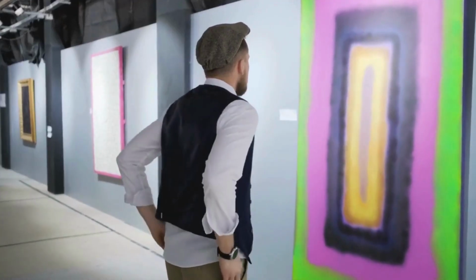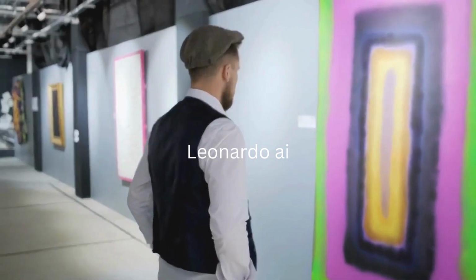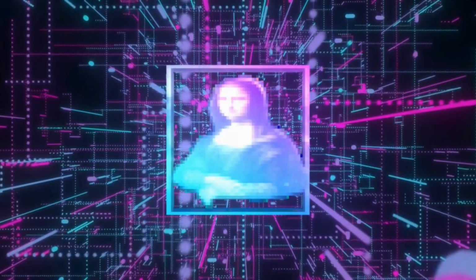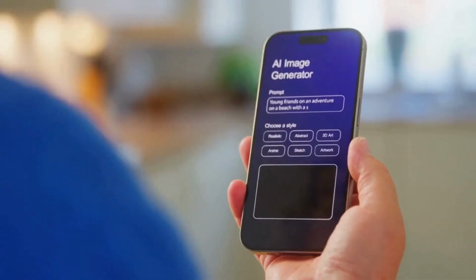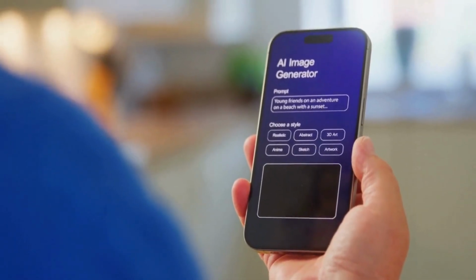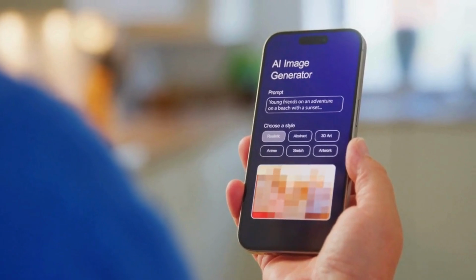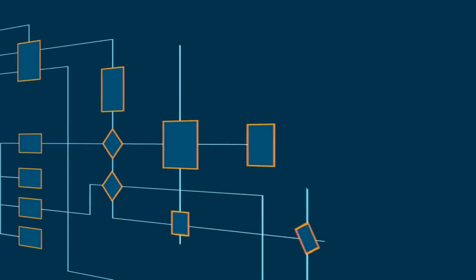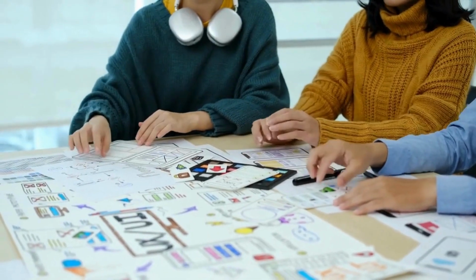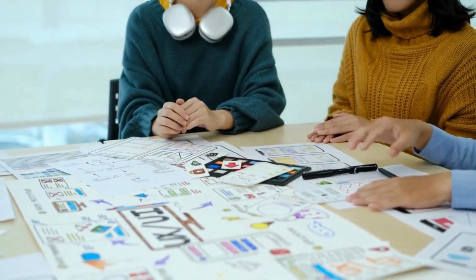Now let's look at Leonardo AI, a versatile contender. Check out how Leonardo's interface supports creativity. Look at these unique creations made with Leonardo AI. Pros: broad style range. Cons: can be slower. Best for logo design and branding projects.